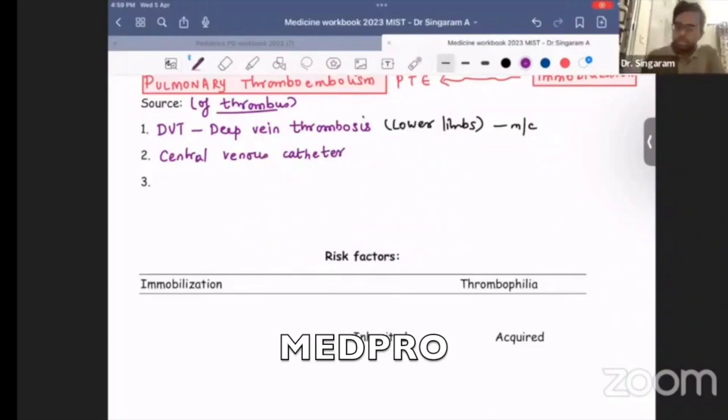And what is that source? Central venous means which area I'm talking about? I'm talking about the jugular veins.